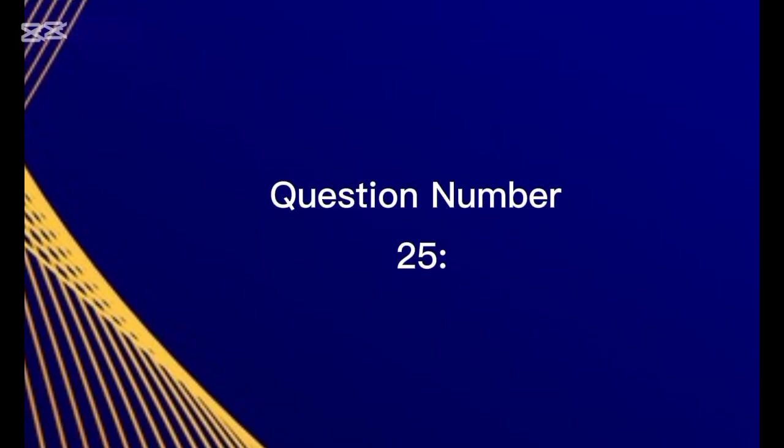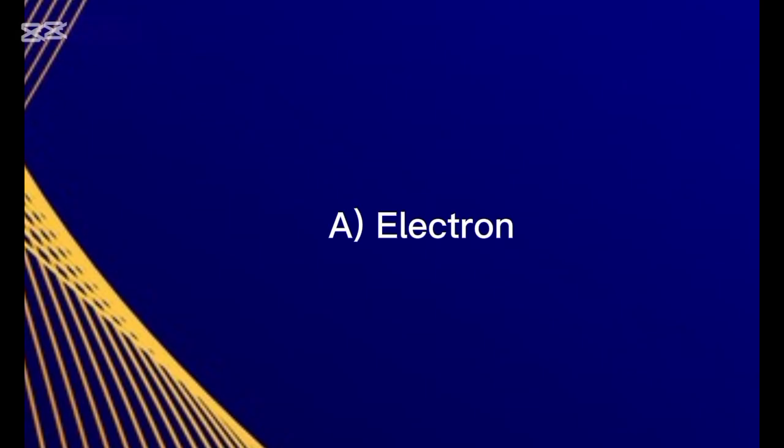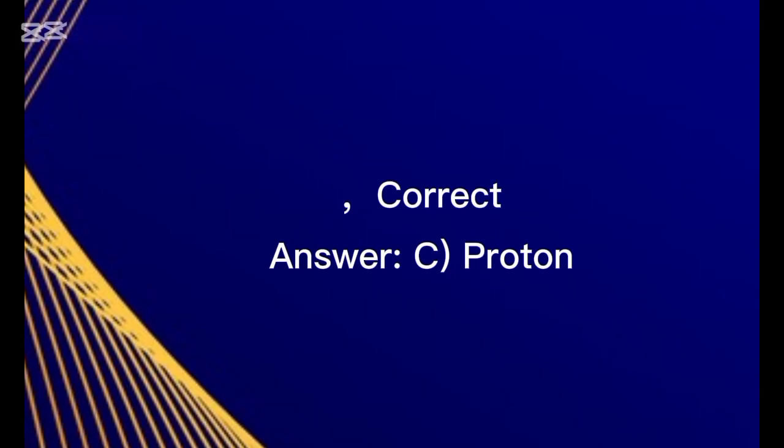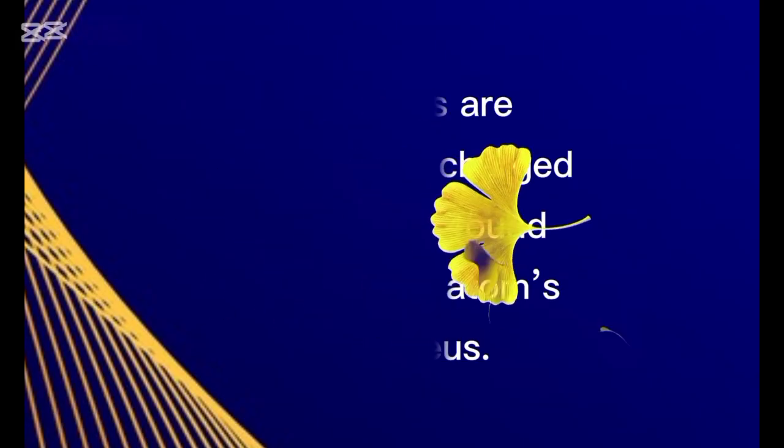Question number 25. Which part of the atom has a positive charge? A. Electron. B. Neutron. C. Proton. D. Nucleus. Correct answer, C. Proton. Explanation: Protons are positively charged particles found inside the atom's nucleus.